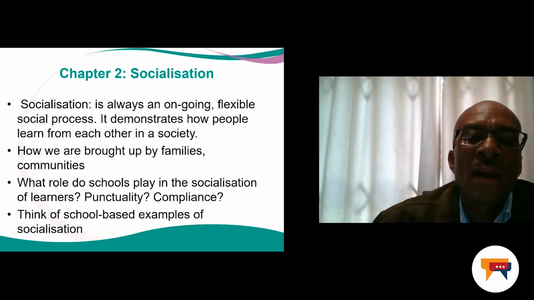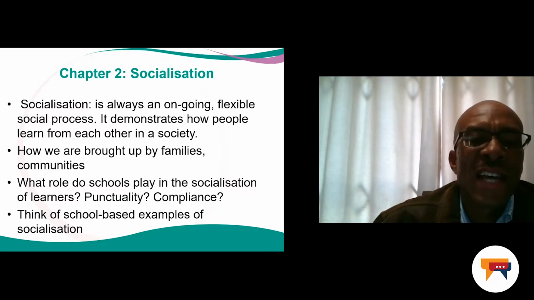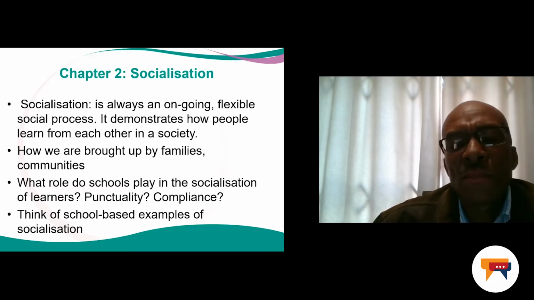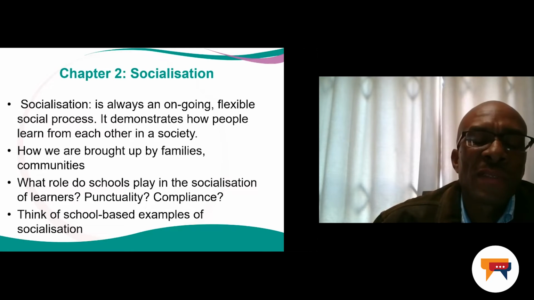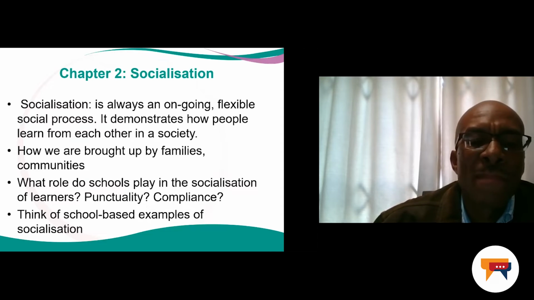Now, learners are socialized while they are also at school. For example, they learn how to be punctual, which means they don't go to school at any time. They can't leave the school premises at any time. They also learn compliance. For example, a learner can't just go out of the classroom without informing the teacher where he or she is going. So think of other school-based examples of socialization.